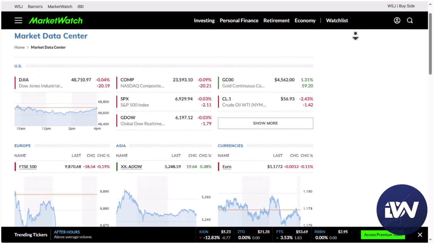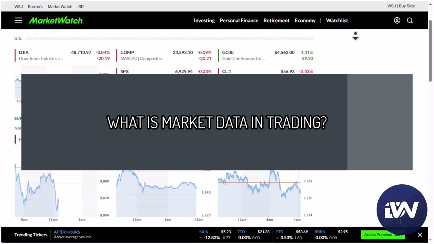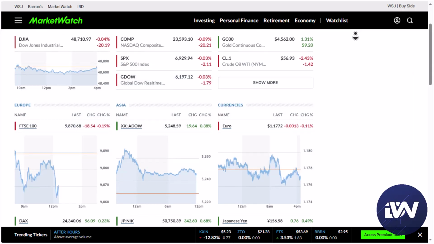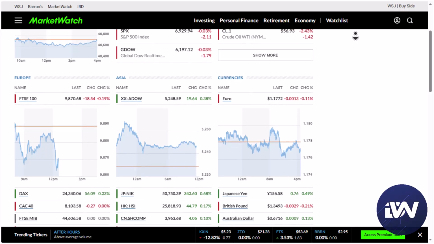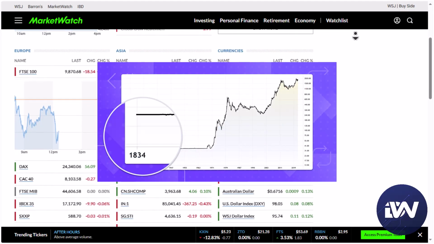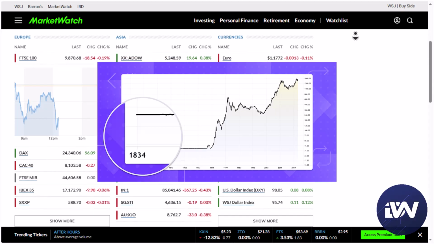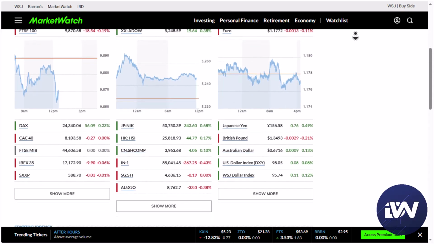Market data is the information that shows what's happening in a financial market in real time. It's what traders rely on to decide when to buy, sell, or stay out. The most important part of market data is the price. This includes the current price plus the open, high, low, and close. By watching price movements, a trader can spot trends and potential reversals.